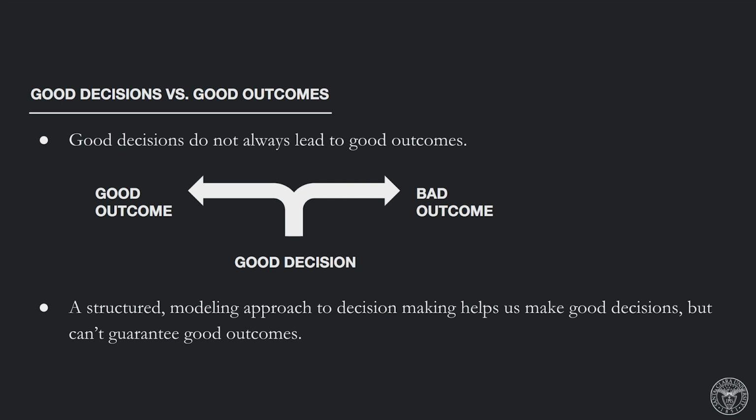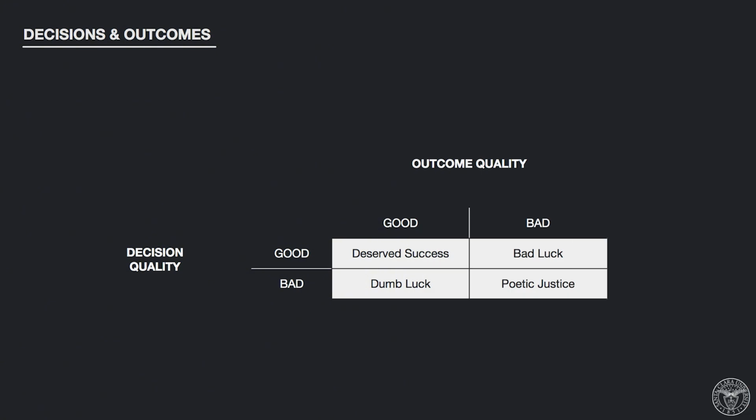In the problem-solving process, we hope a structured modeling approach can help us make a better decision and lead to a better outcome. If we have a good decision and a good outcome, we call it a deserved success. But if we have a good decision with a bad outcome, we call it bad luck. If we have a bad decision and very luckily have a good outcome, we call it dumb luck. If we have a bad decision and a bad outcome, we call it poetic justice.